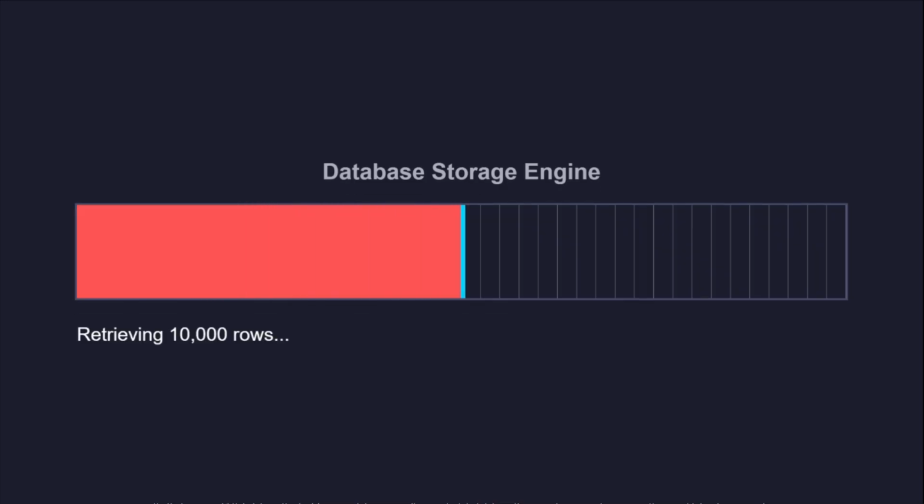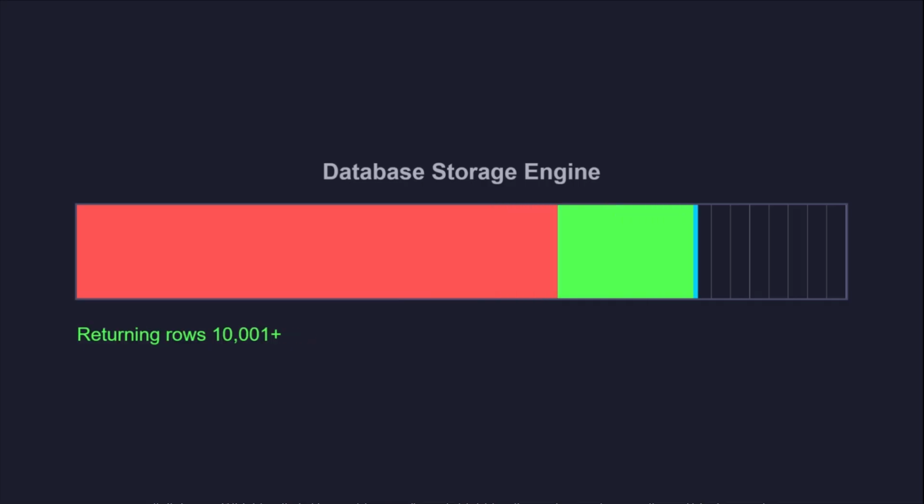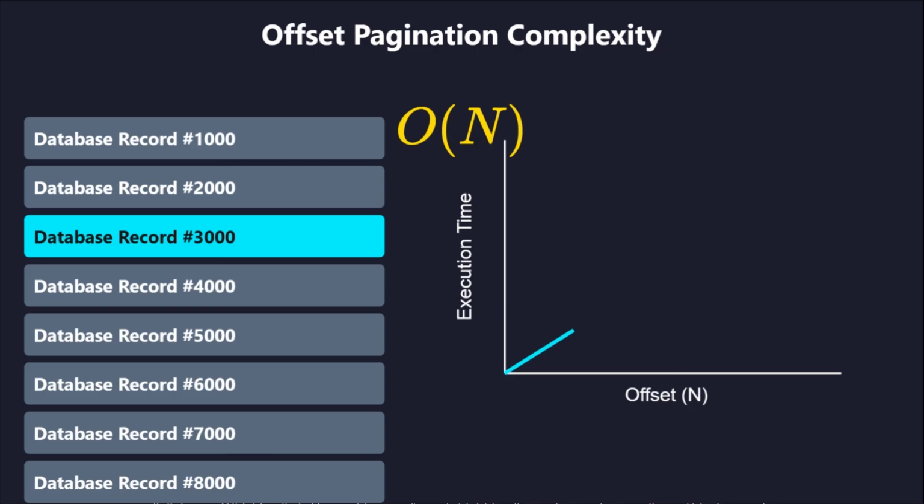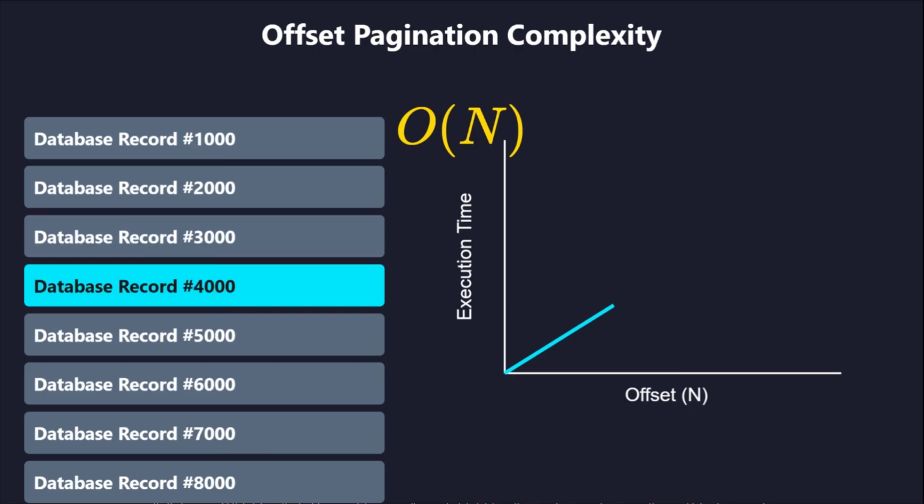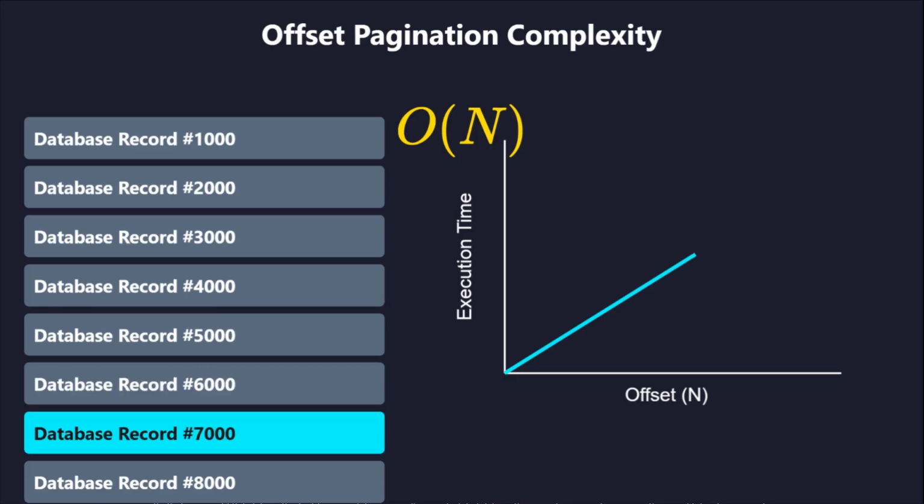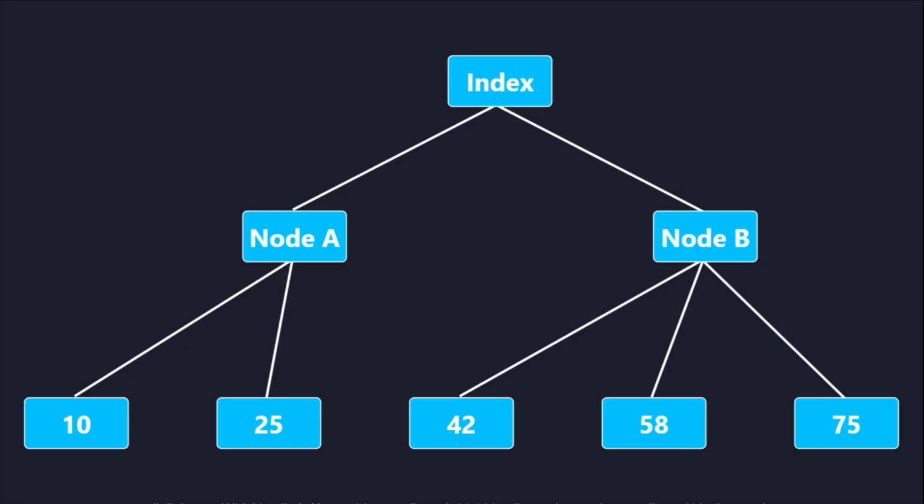It must retrieve 10,010 rows from the storage engine, sort them if an order by clause exists, and then throw away the first 10,000. The computational complexity of offset pagination is big O of n. As your dataset grows or the user navigates deeper into the results, the execution time increases linearly with the offset value. This creates a ticking time bomb for large-scale production databases. Even with an index on the sorting column, the database cannot skip rows efficiently.